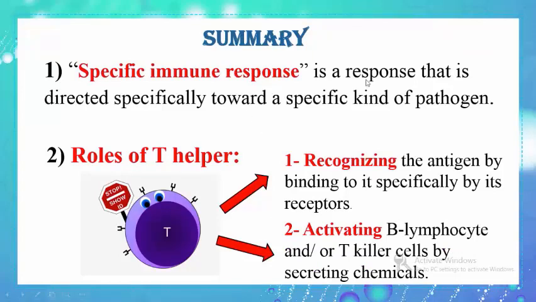Specific immune response is a response that is directed specifically toward a specific kind of pathogen. The roles of T helper cell are: 1. Recognizing the antigen by binding to it specifically by its receptors, and 2. Activating B lymphocytes or T killer cells by secreting chemicals. Remember that in some cases it will activate both B lymphocytes and T killer cells.